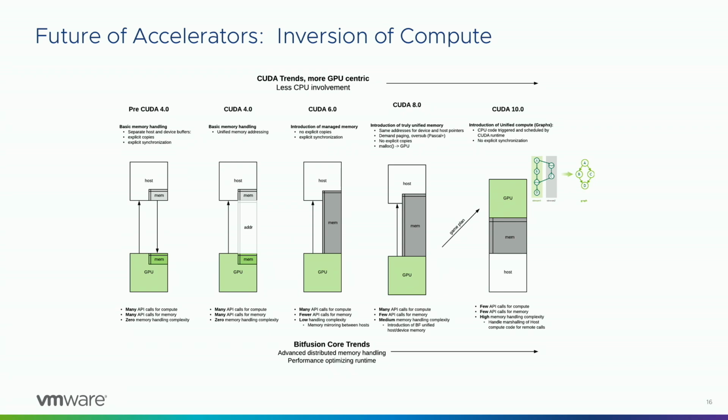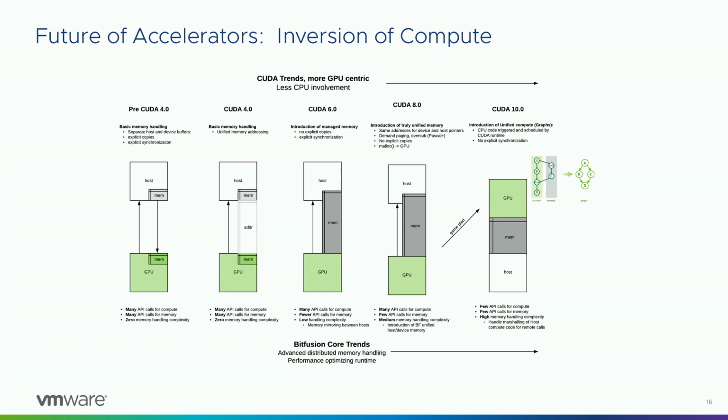Then the industry said, okay, that's too cumbersome for the programmer. We're going to have the same address space, so there's no such thing as a host pointer or device pointer. A pointer is a pointer. That introduced unified memory addressing. Then the industry said, even that's too cumbersome. Why do I even have to do a memory copy? I'm going to introduce managed memory. As long as you use the special allocation, it is visible to both the device and the host, seamlessly, without any explicit copies.